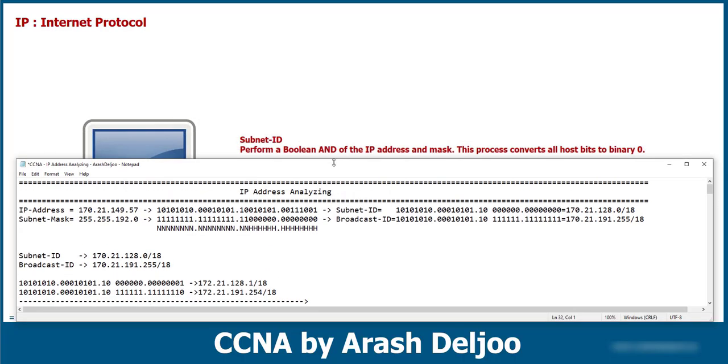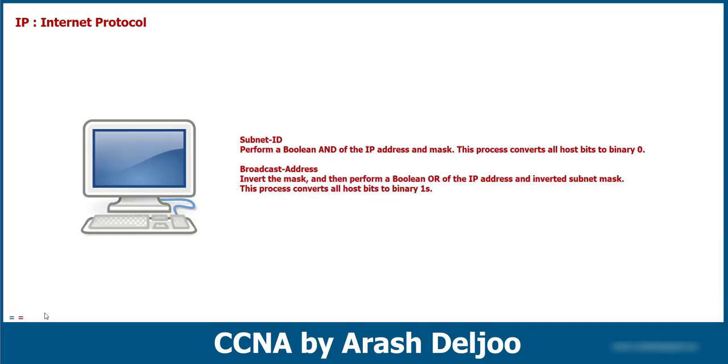Look here. This is the IP address that we have. Let me write the Boolean AND. What is the Boolean AND? Here we can write the Boolean AND formula using x and y. If x equals 0 and y equals 0, the result is 0. If x equals 0 and y equals 1, the result of Boolean AND between these two values is again 0.